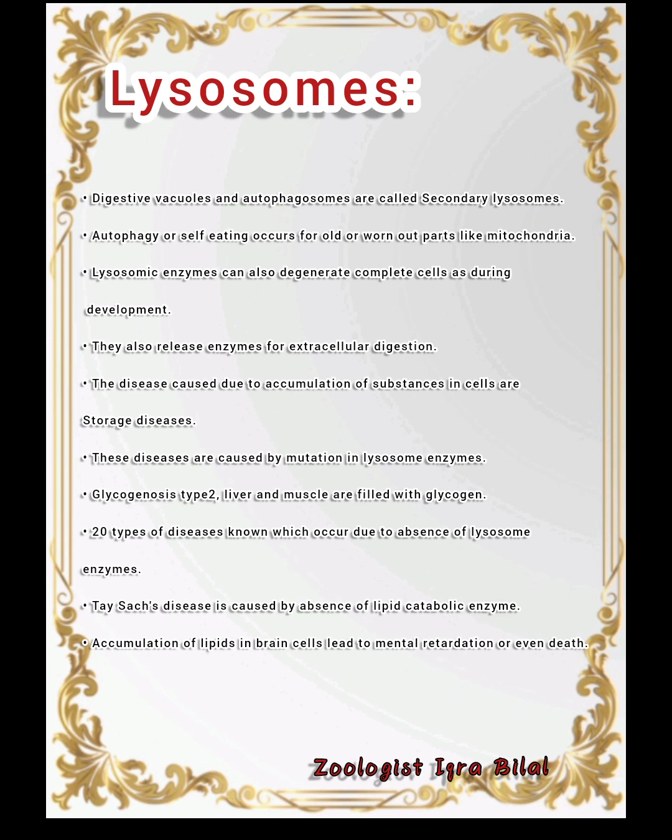In glycogenosis type 2, the liver and muscles are filled with glycogen. In glycogenosis type 2, the liver and muscles are filled with which substance? Glycogen. Twenty types of diseases are known which occur due to absence of lysosomal enzymes.